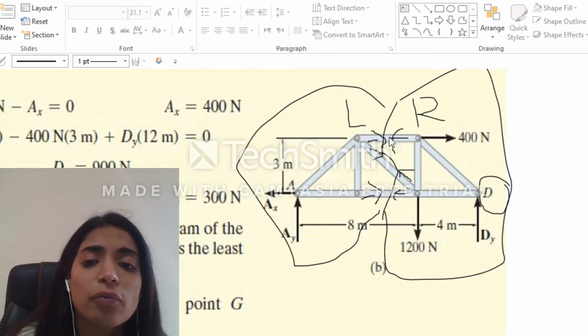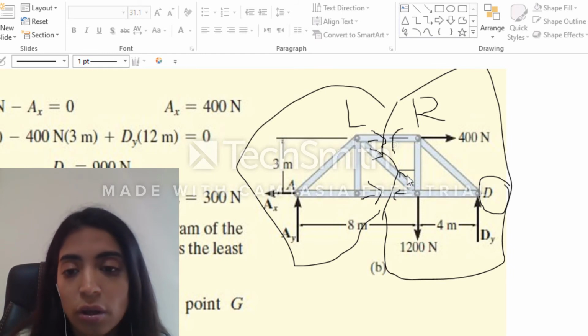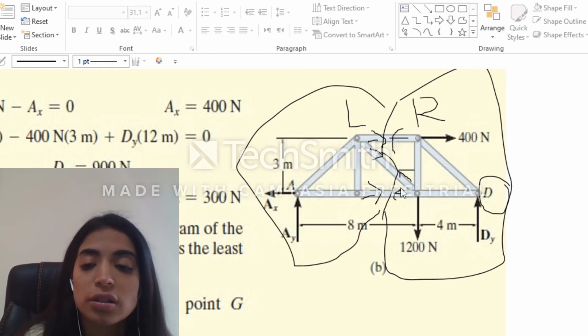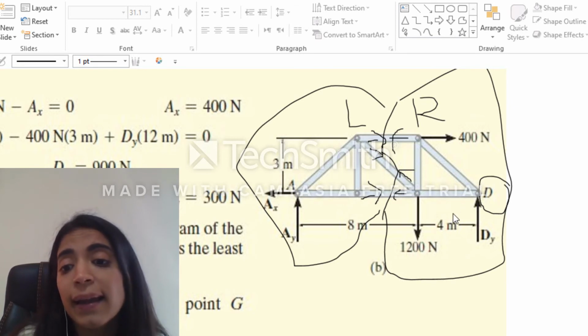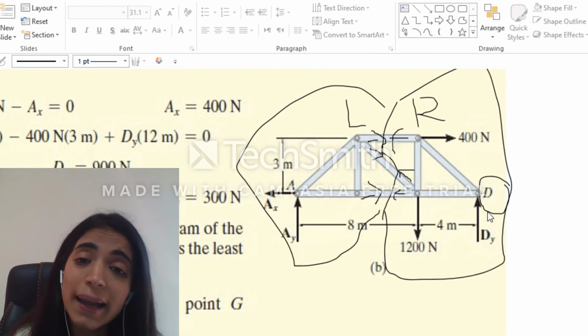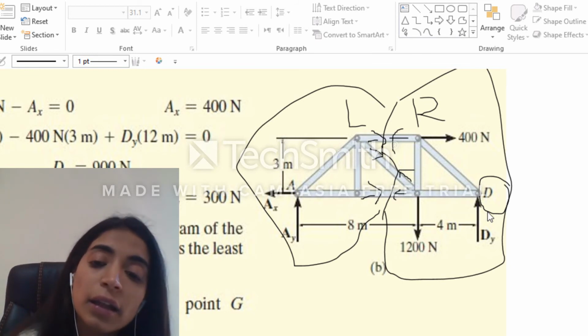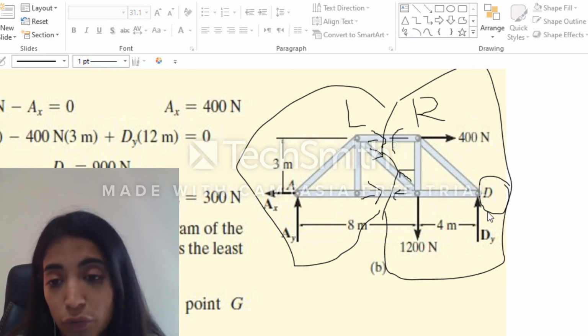I found that I have 1, 2, 3 forces. I will assume that they are all in tension. So 1, 2, 3 internal forces in tension, and they are unknown. And I have an additional unknown here, which is dy. So I need basically to take my whole truss to find dy, and then to do my cut, and then to find the internal forces.